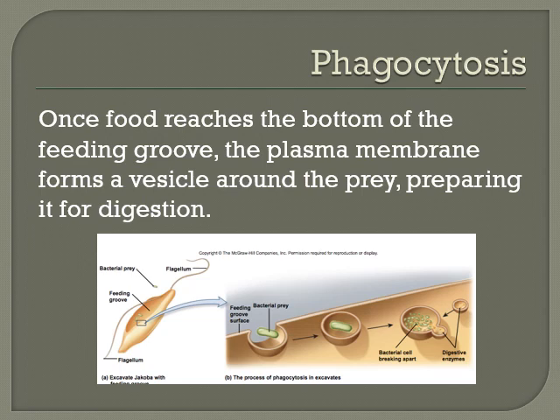Phagocytosis is where a unicellular organism forms a vesicle around a food particle. I believe we talked about this previously when we talked about endocytosis and exocytosis in Bio 101. I hope you remember that.